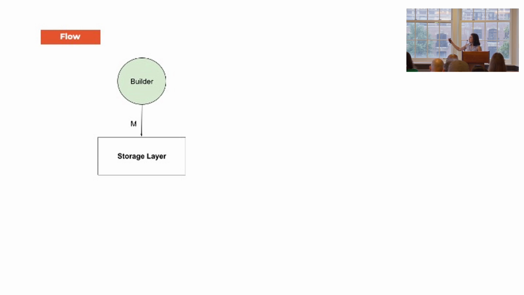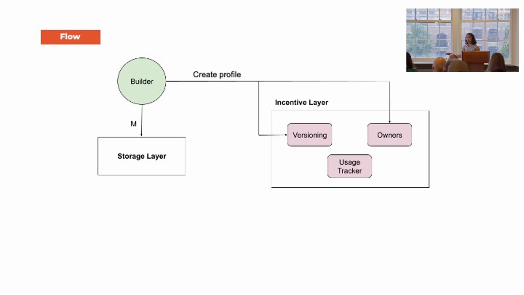So first, the builder puts the model on the storage layer. And at the same time, they have to create a profile for this model on the incentive layer. On the incentive layer, they initiate a versioning tree for their AI artifact. And in the owners module, they put their own names and link it with their own version. And also they have a usage tracker there so that the usage of their specific version gets tracked and they can get rewards for that.